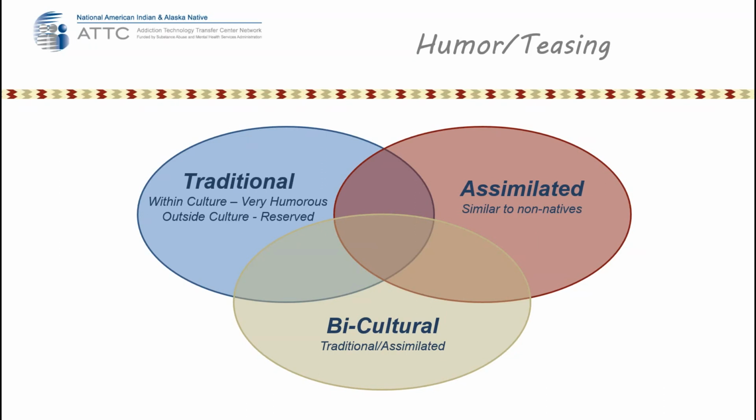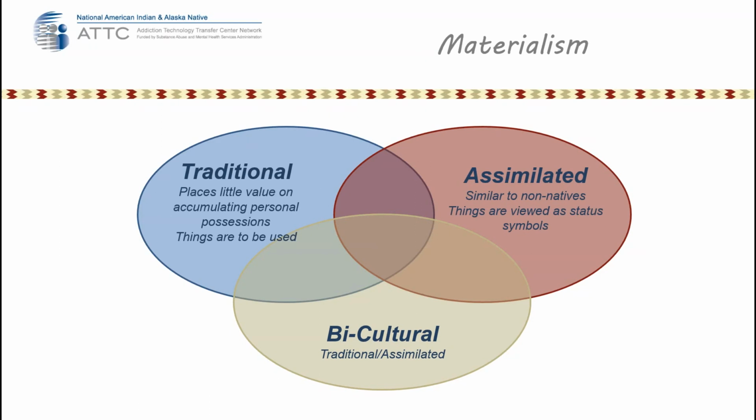So within the culture, a traditional group might be very humorous. They might have some inside jokes or some darker humor and comedy. And then outside of the culture, it tends to be reserved. Assimilated tends to be like non-natives. Some people like humor and teasing and some people don't. And then bicultural, people kind of jump between those different ways.